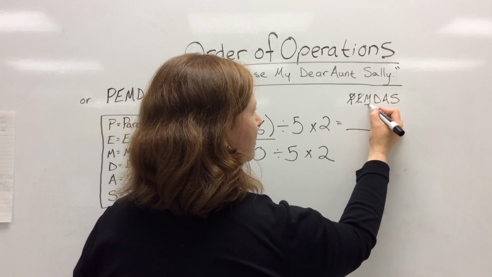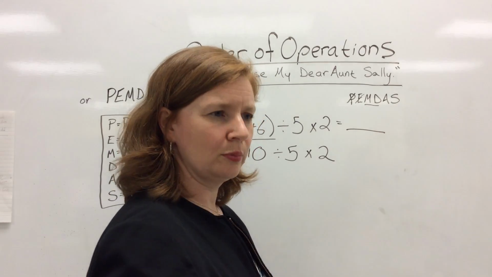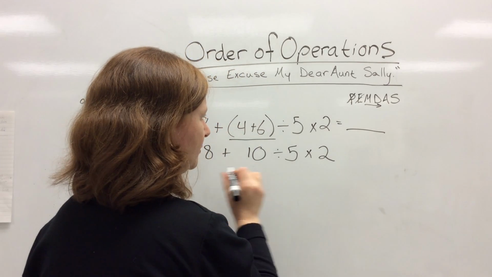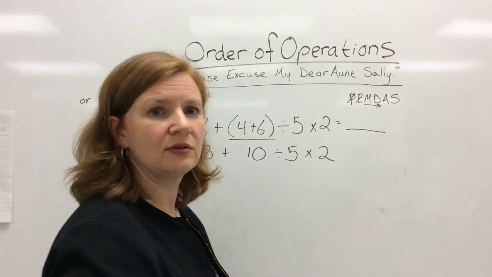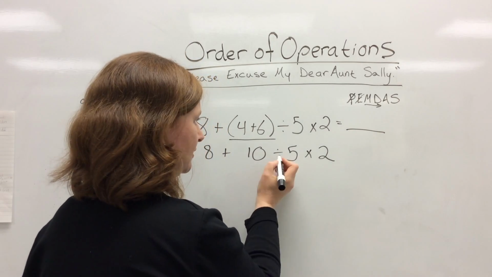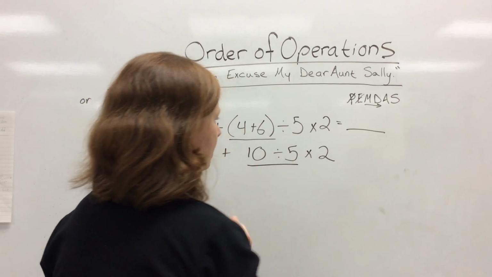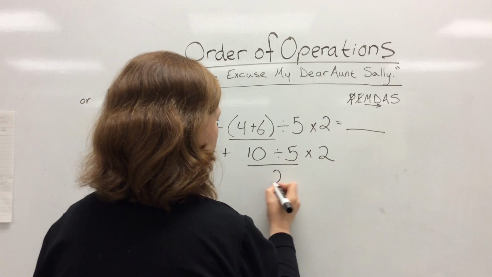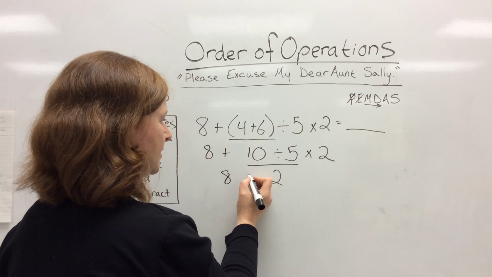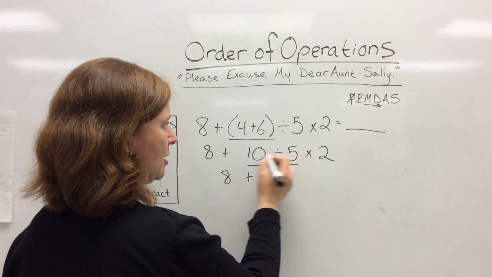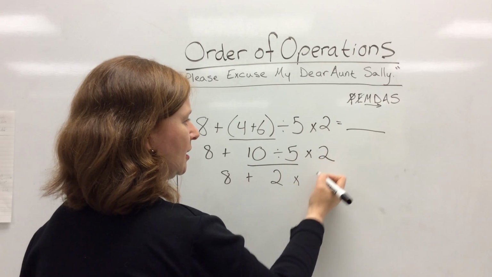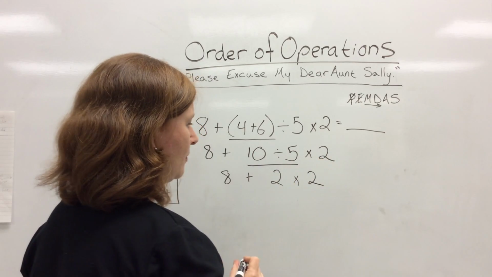Multiplication and division. We do those in a group, moving from left to right. So whichever one comes first, moving left to right in my number sentence, that's the one I'll do first. In this number sentence, division comes first. 10 divided by 5 is 2. Everything else will come down now. 8 comes down, the plus comes down. 10 divided by 5 I already used. Times comes down, and 2 comes down.